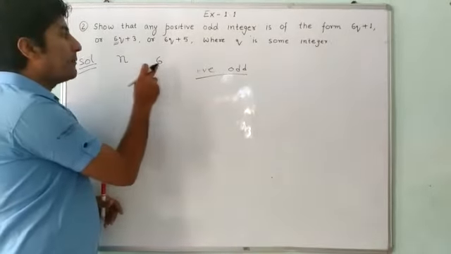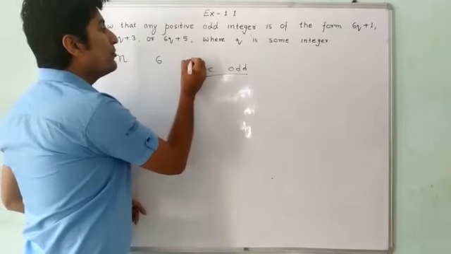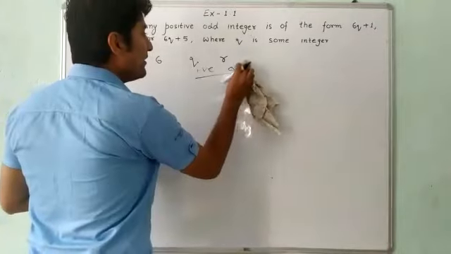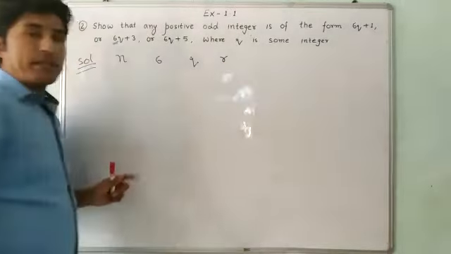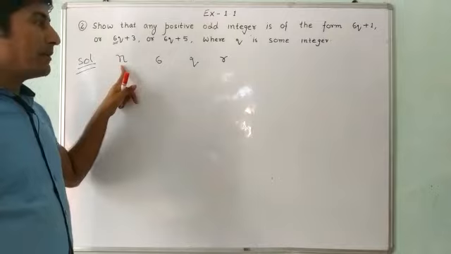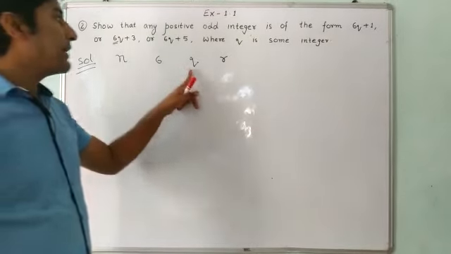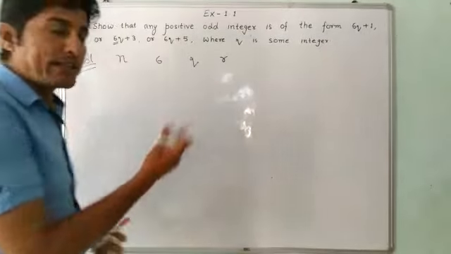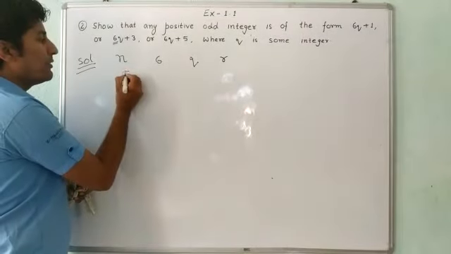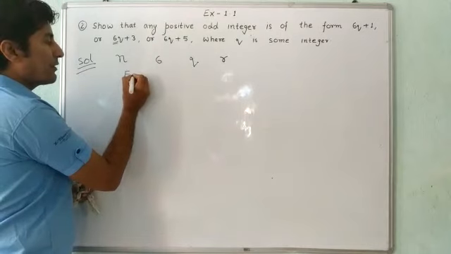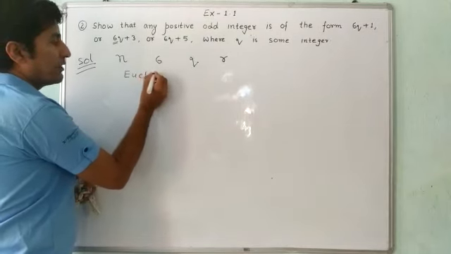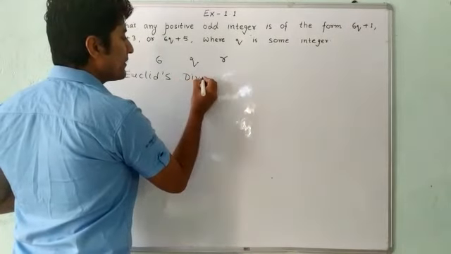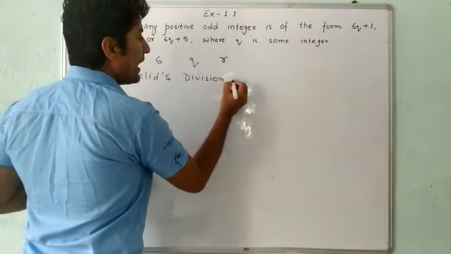So the very first statement will be: let n be any number. On dividing n by 6, let q be the quotient and r be the remainder. So all the students write this down. Once again I am repeating, let n be any number. On dividing n by 6, let q be the quotient and r be the remainder. Next statement, according to Euclid's division algorithm.